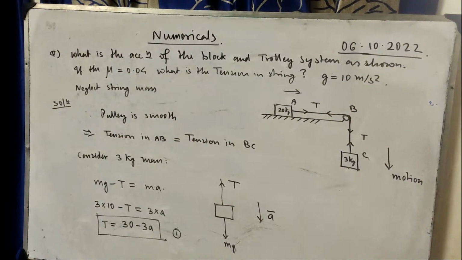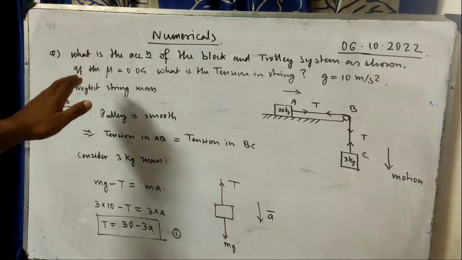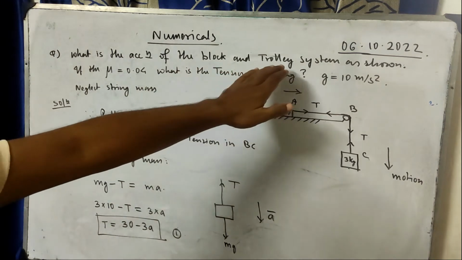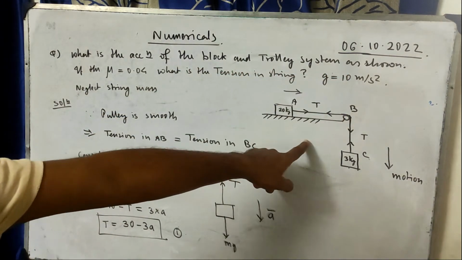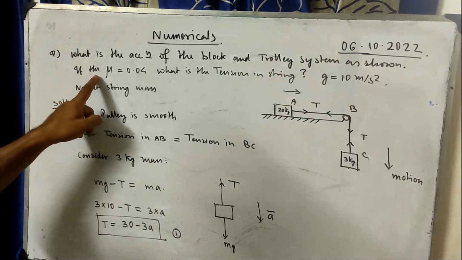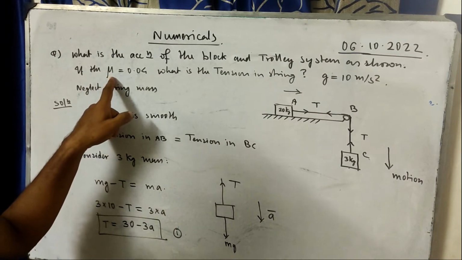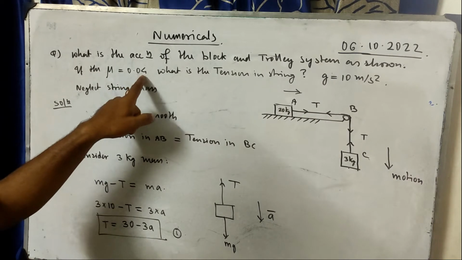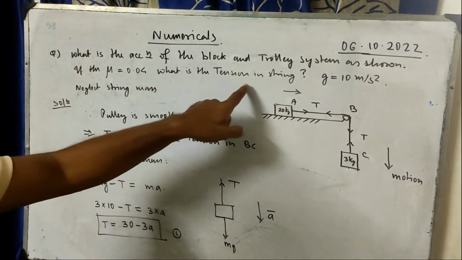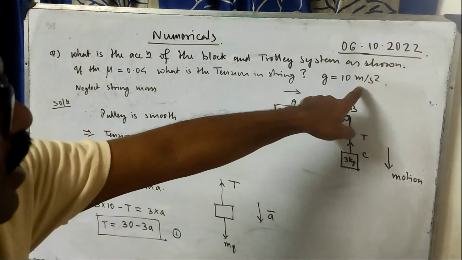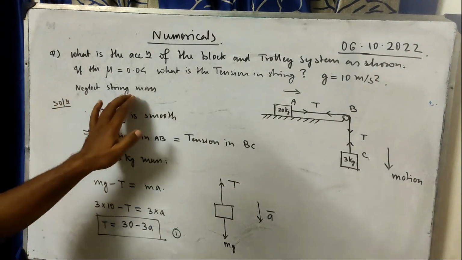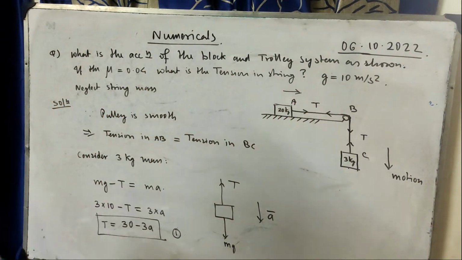Okay, so this was the question, right? What is the acceleration of the block and trolley system as shown in the figure? If the mu means, this mu is what? Limiting coefficient of friction, isn't it? So this is 0.04. What is the tension in the string? G you have to take as 10 meter per second square and neglect the string mass.